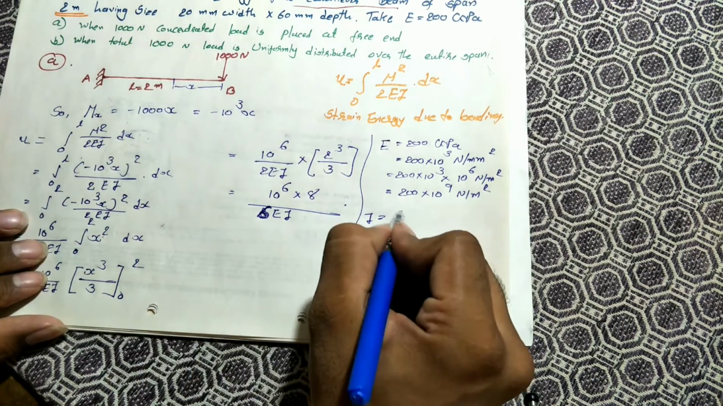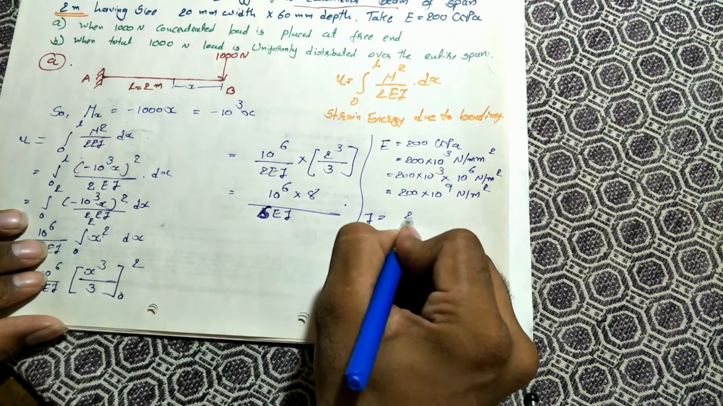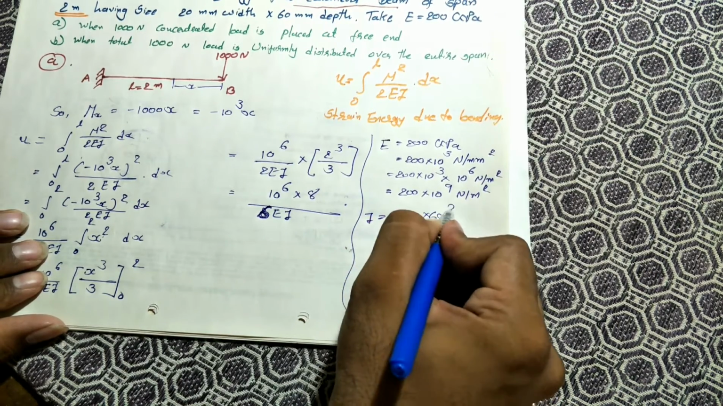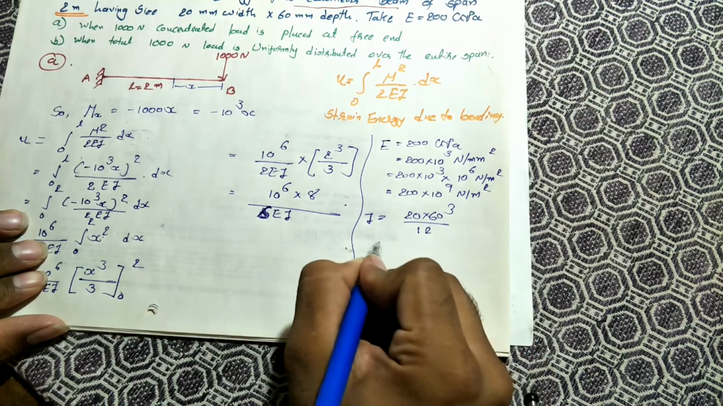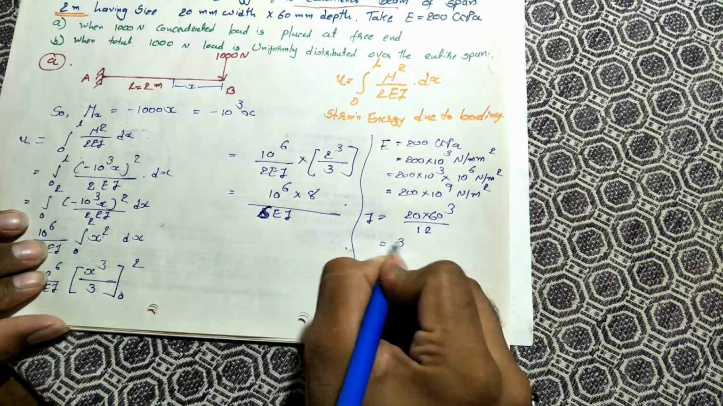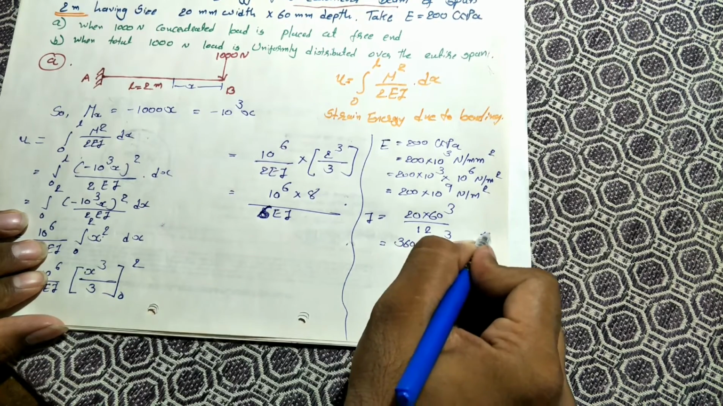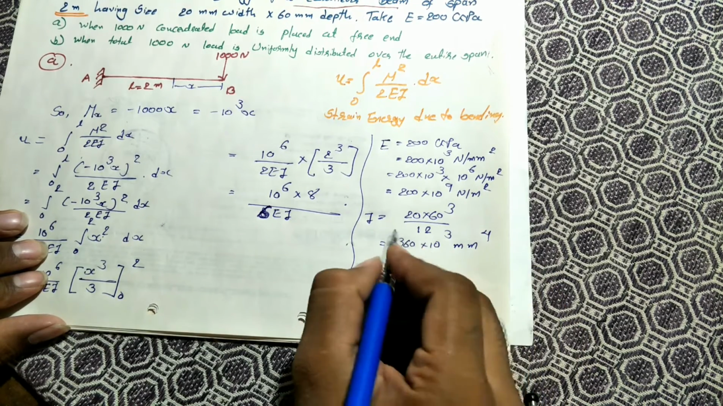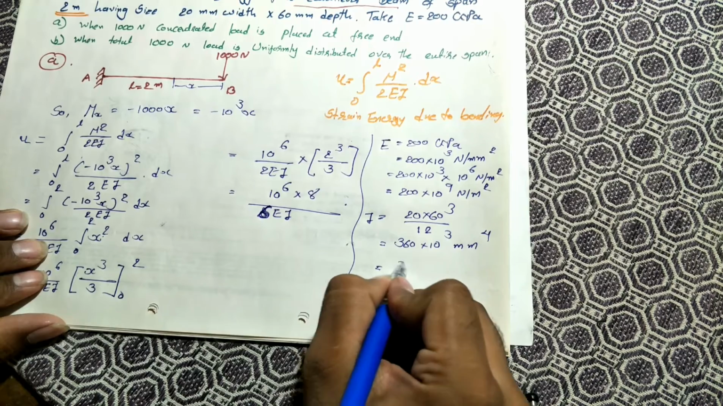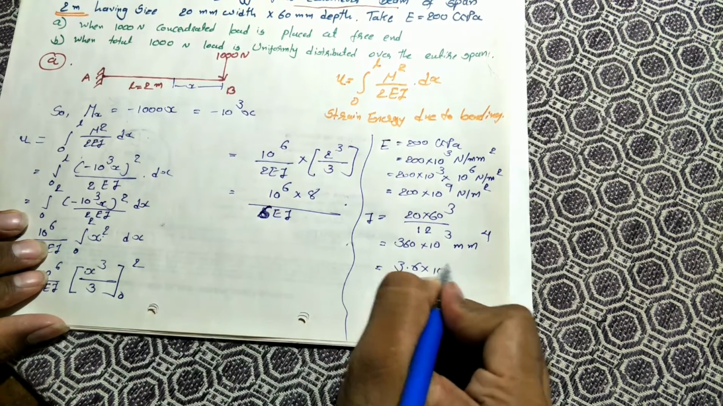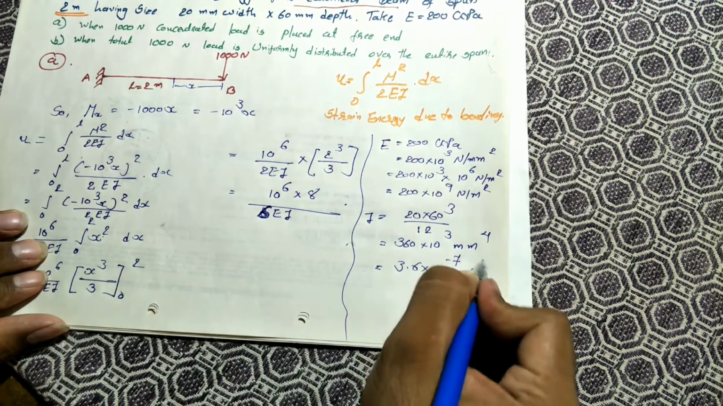Okay, so that I is BD cube by 12, so this is 20 into 60 cube divided by 12, so this is again 360 into 10 raised to 3 mm raised to 4 we are getting. So if we convert into meter raised to 4, then it will become 3.6 into 10 raised to minus 7 meter raised to 4.